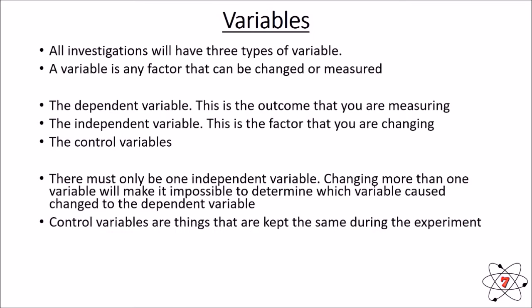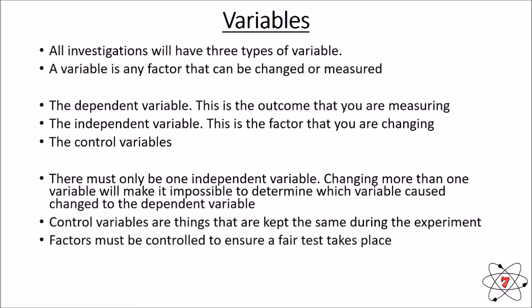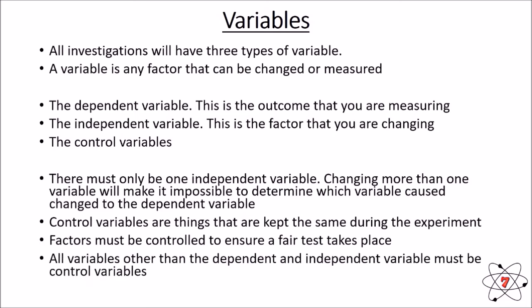Control variables must be kept the same. So anything that is not an independent variable or a dependent variable must be kept the same in your experiment. Keeping factors the same makes sure that it is a fair test, because all of the conditions are the same. The only thing that can cause a difference in your results is a change to your independent variable. All variables other than the independent variable and the dependent variable, by definition, must be control variables.